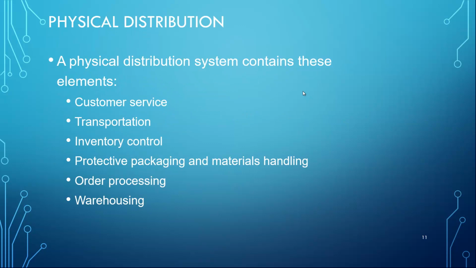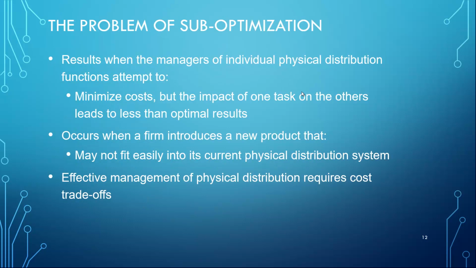The physical distribution system contains the following elements: customer service, transportation, inventory control, protective packaging and material handling, order processing, and warehousing.